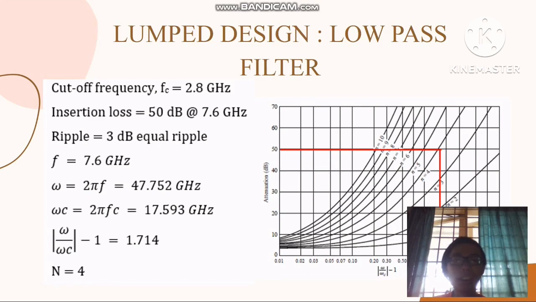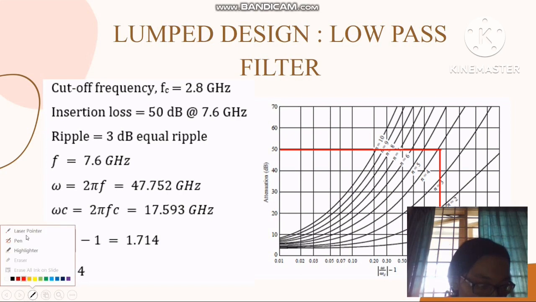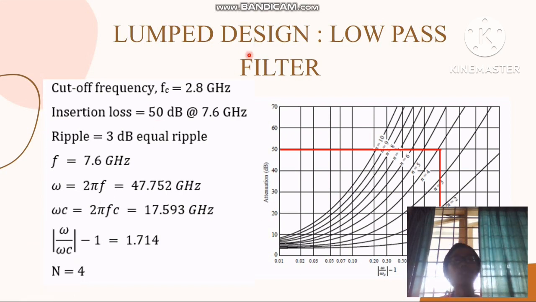Hi, it's me again. So now I will be designing the low pass filter. For the low pass filter, we need to design two types of design, which is the lump design and the distributed design. So first, let us talk about the lump design. First one, let me use the laser pointer. We have the cutoff frequency of 2.8 gigahertz, insertion loss of 50 dB at 7.6 gigahertz. We have 3 dB equal ripple. And then after we calculate, omega over omega c minus 1 is 1.714.